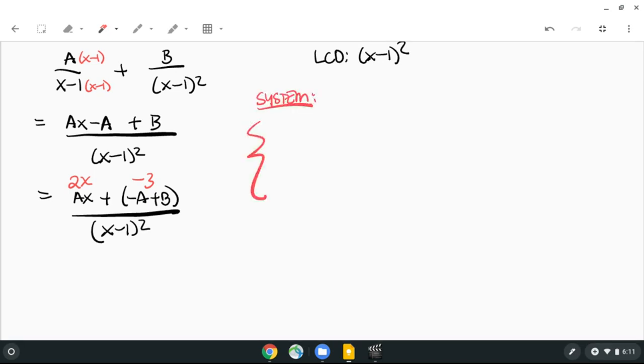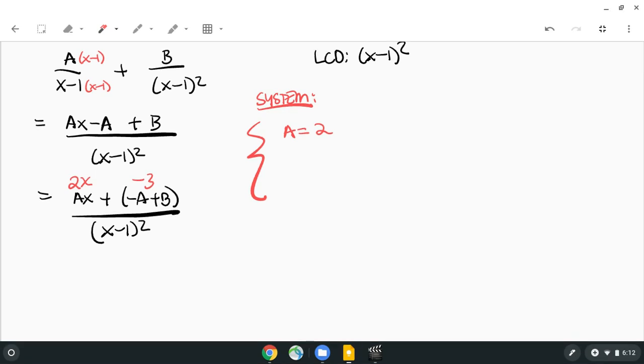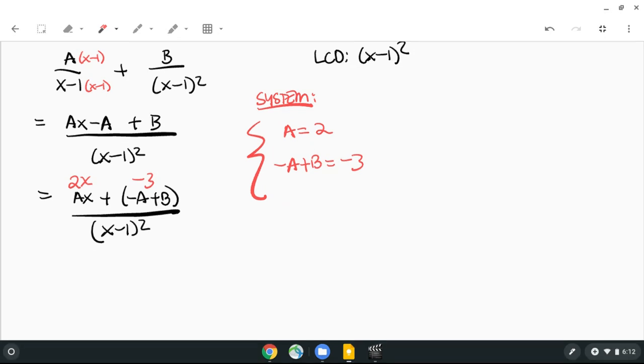So we're going to have a equals 2. We can see that because a is the coefficient of x, 2 is the coefficient of x. Therefore, a must equal 2. And then we see that negative a plus b must equal negative 3. Great, so here we already have a. Perfect. So now I'm just going to substitute that a value into the second equation.